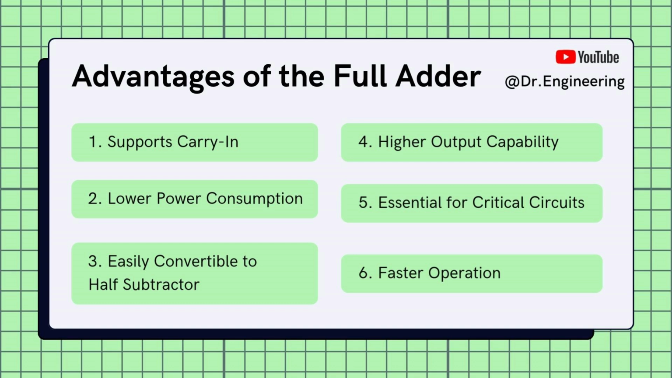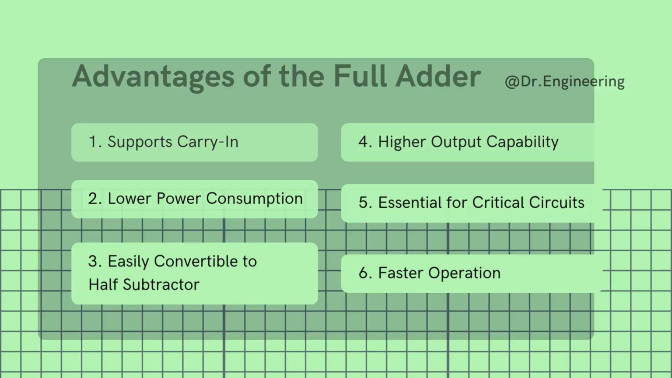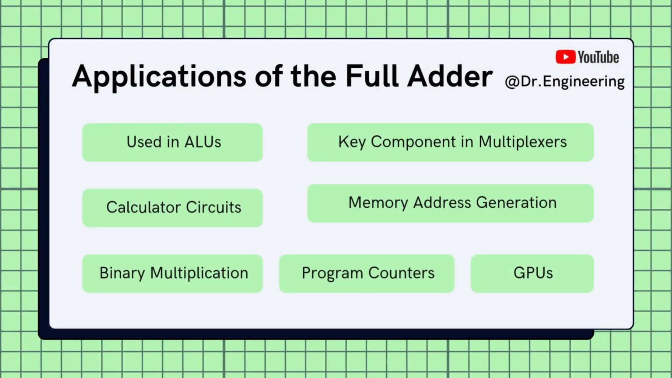4. Higher output capability. The full adder generates a higher quality output compared to the half adder, making it more suitable for complex operations. 5. Essential for critical circuits. Full adders are a key component in complex digital circuits, such as multiplexers, where accurate binary addition is crucial. 6. Faster operation. Full adders are designed to work at higher speeds, which is critical in applications like processors, where fast computation is necessary. Now, let's dive into the applications of the full adder.